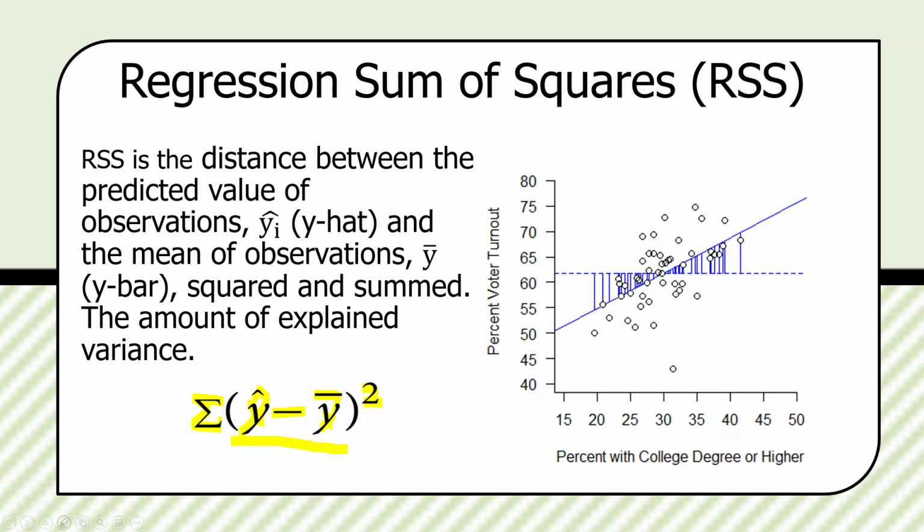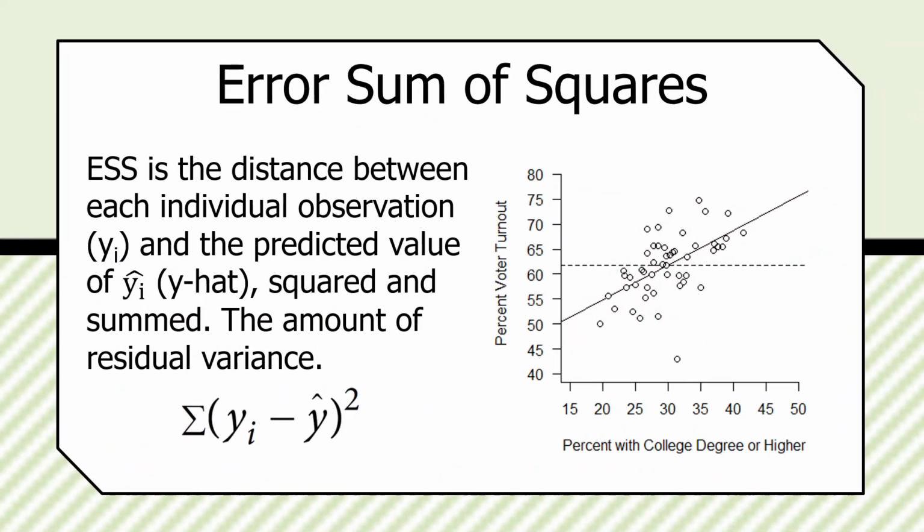But of course, we can see that the relationship's not perfect, and there's distance left over. This is called error sum of squares, or ESS. This is the distance between each individual observation, yi, which again for Colorado is about 70, and the predicted value of y hat, which for Colorado was about 65. So we can decompose the total sum of squares into two components, the regression sum of squares, RSS, and the error sum of squares, the amount left over that we can't explain. We don't know why Colorado's way up there at 70 when we're predicting 65.